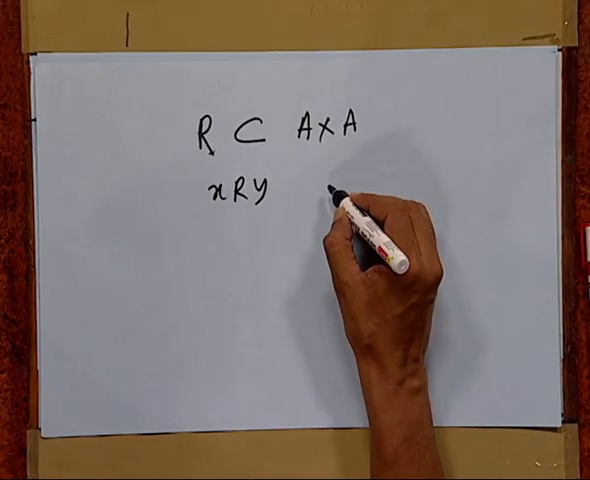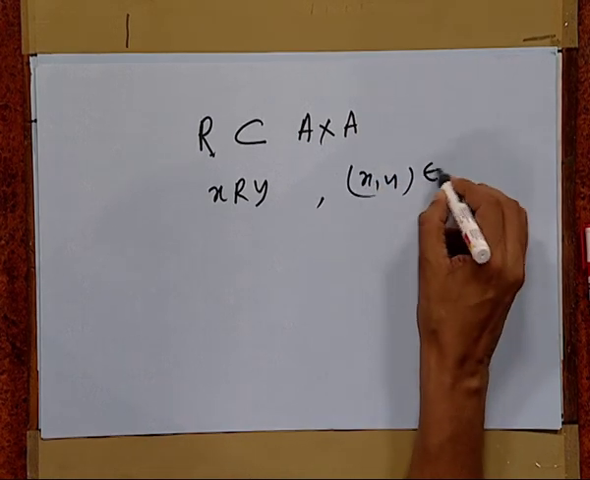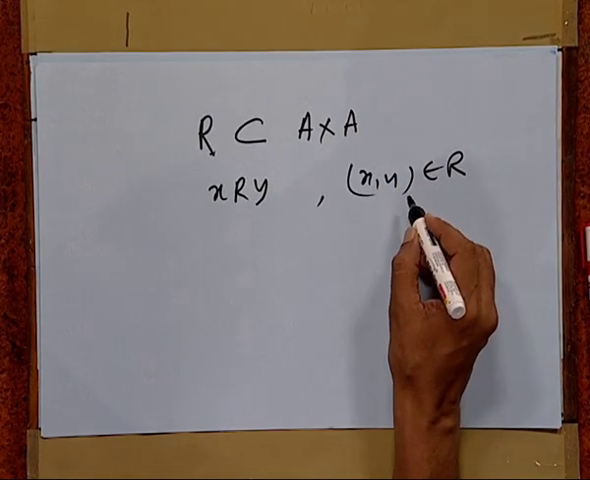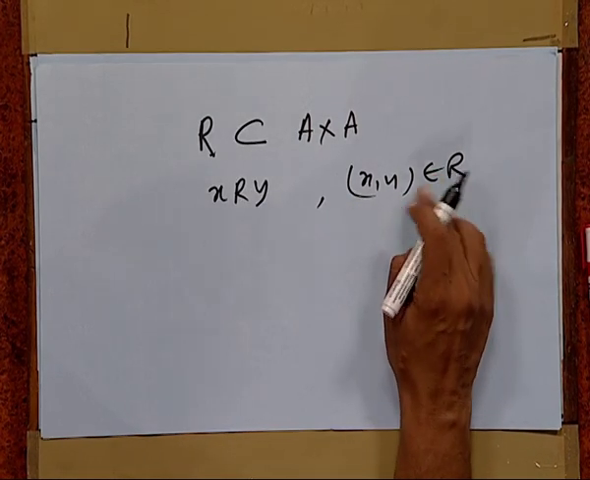Before that, I want to remark that sometimes we use the symbol xRy to designate the fact that (x, y) belongs to R. So, as per convenience we use this and this with equal meaning.